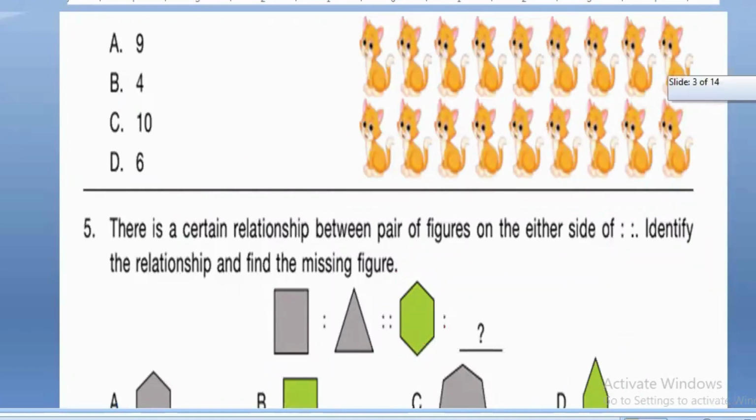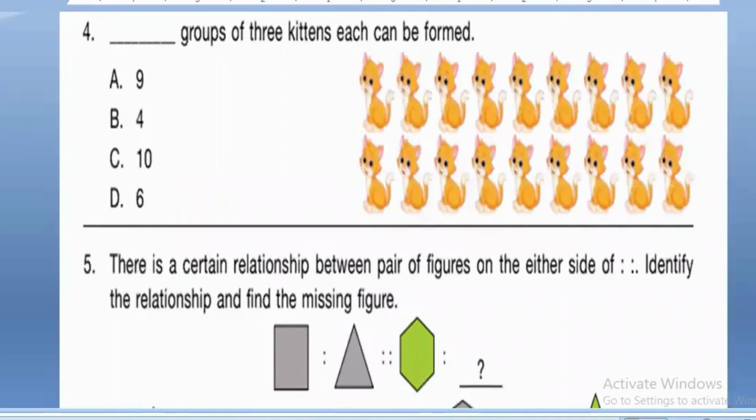Question number 4 says, how many groups of 3 kittens each can be formed? So we have to make groups of 3 kittens, and the question is asking how many groups we can form. First in this question we have to count the number of kittens over here. So how many kittens are here? 1, 2, 3, 4, 5, 6, 7, 8, 9, 10, 11, 12, 13, 14, 15, 16, 17, 18. 18 total, 18 kittens are here.